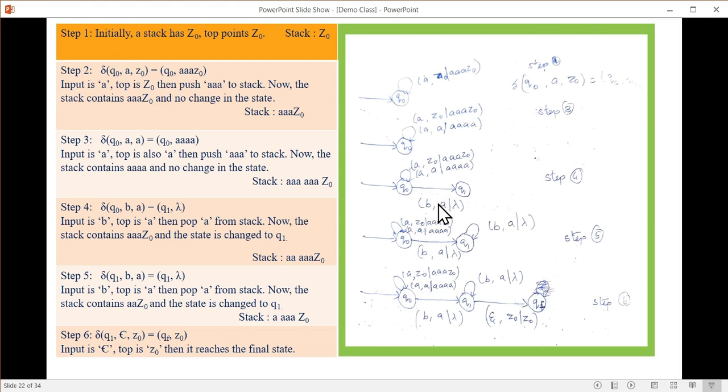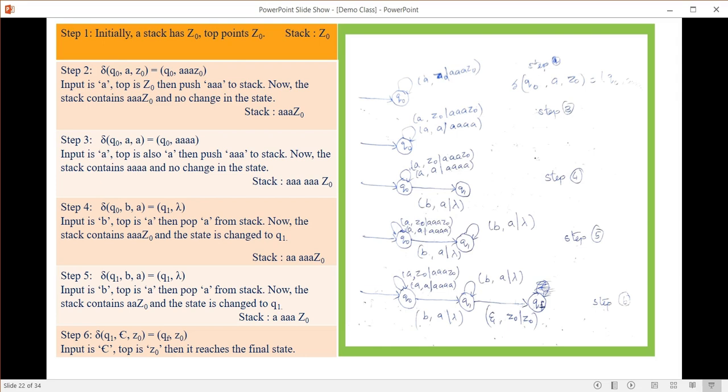A is the top of the stack. Then nothing is inserted, which means the value is popped. The top of the stack is popped, which is indicated by the lambda symbol here. So B is the input, A is the top of the stack, and then one A is popped.